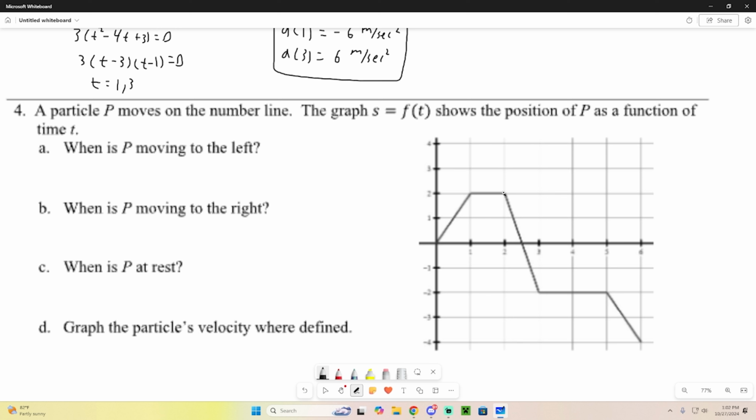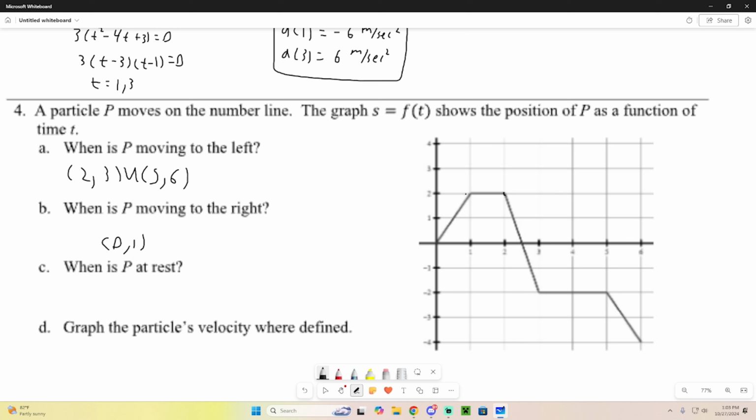Well, we can see from here to here, the y value is going down, which means that p is moving to the left, and then same from here to here. So we have 2 to 3, union 5 to 6. When is p moving to the right? Moving to the right means when it's going up. Remember, this is a position function, so we have from 0 to 1.